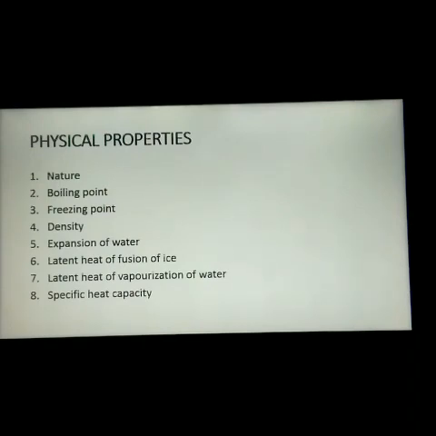And now let us see what are all the physical properties of water. So in case of physical properties, you will be having 8 different properties of water, and the first one is nature, second one is boiling point, and the third one is freezing point, and then density, expansion of water, latent heat of fusion of ice, and then latent heat of vaporization of water, and the last one is specific heat capacity. First, the property is nature.